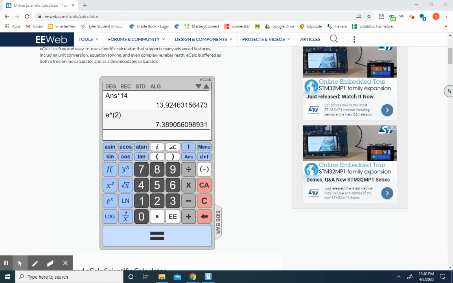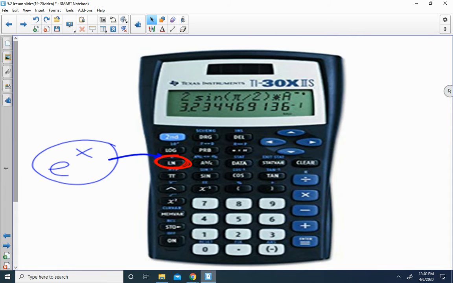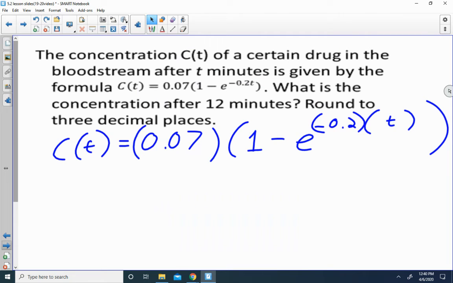So just wanted to show you how to use this because we will have to use it in the next slide. So the concentration of a certain drug, or how strong a certain drug is in the bloodstream after t minutes, is given by this formula, 0.07 times parentheses 1 minus e to the power of negative 0.2t. Given this formula, what is the concentration after 12 minutes? Round to 3 decimal places.